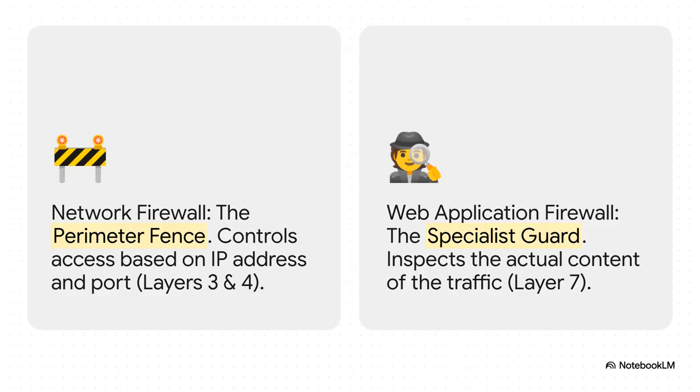Okay, this is where a lot of people get confused. You might be thinking, hang on, I've already got a firewall. And yeah, you probably do, but that's a network firewall. Think of that as the big fence around your entire property. It checks who's coming and going based on their address, their IP address and port. It's kind of basic. A WAF, on the other hand, is the specialist security guard standing right at the door of the most important building. This guard doesn't just check your ID, they're going to ask you to open your bag and they're going to inspect everything inside it. That's layer 7, the actual content of the traffic.